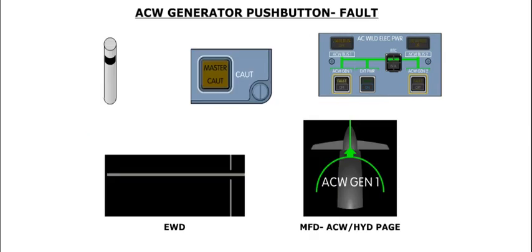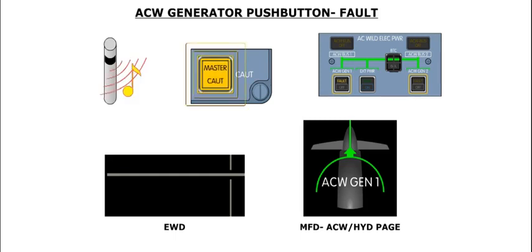An amber fault caption will illuminate in an AC wild generator push button in the event the associated GCU trips the generator to protect the electrical system from any faults. Illumination of the fault light will also trigger an alert. This alert consists of a single chime.